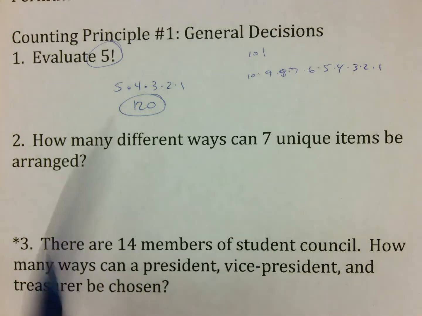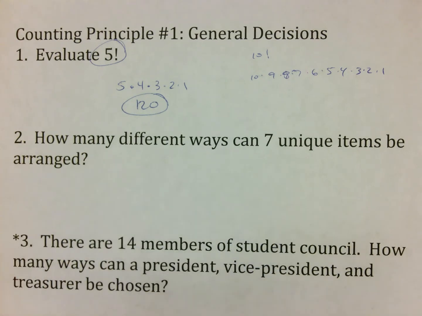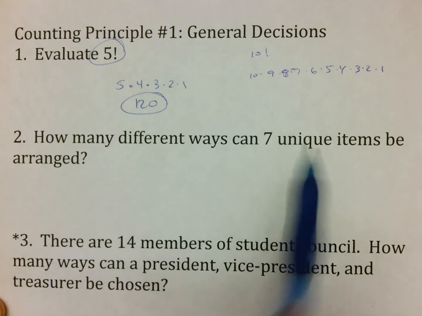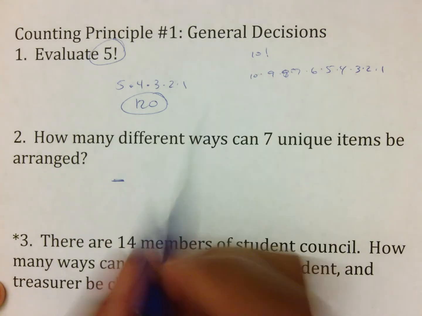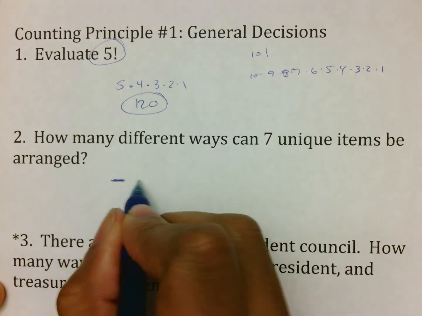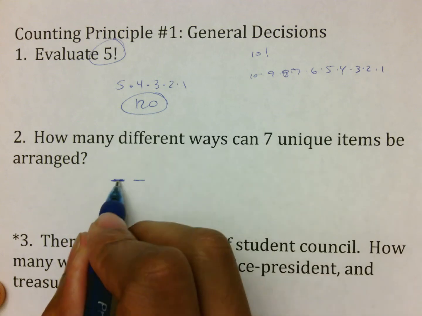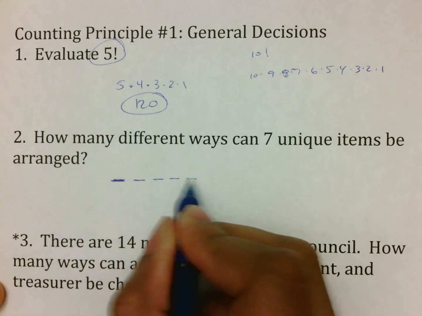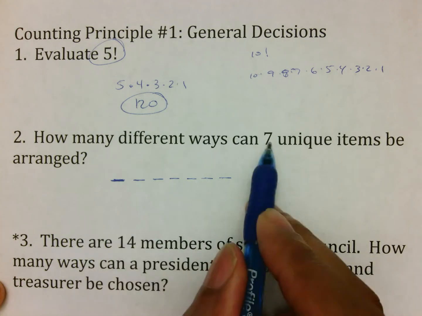But a question that we're talking about for general decisions will be something like, how many different ways can 7 unique items be arranged? In this case, you're arranging 7 items and you're making 7 decisions. And so in the general decisions, for every decision you make, you put a blank. So there's going to be 7 unique items, so you're going to make 7 choices. So 1, 2, 3, 4, 5, 6, 7 decisions are going to be made. In the first decision, you have 7 things to choose from.